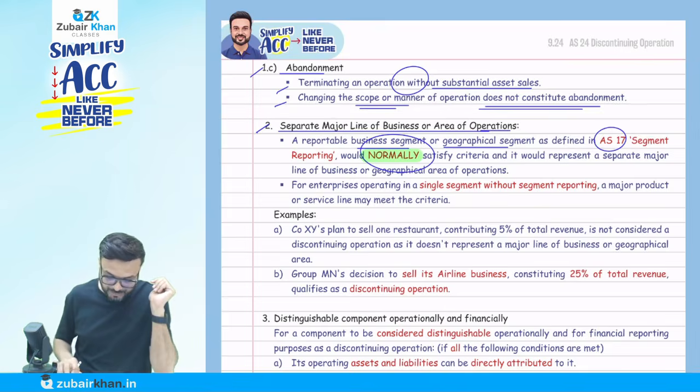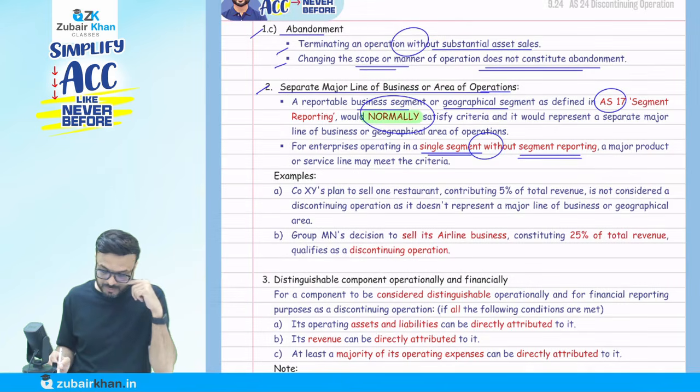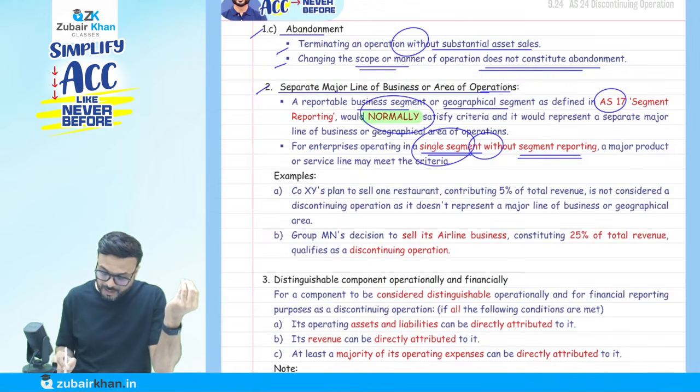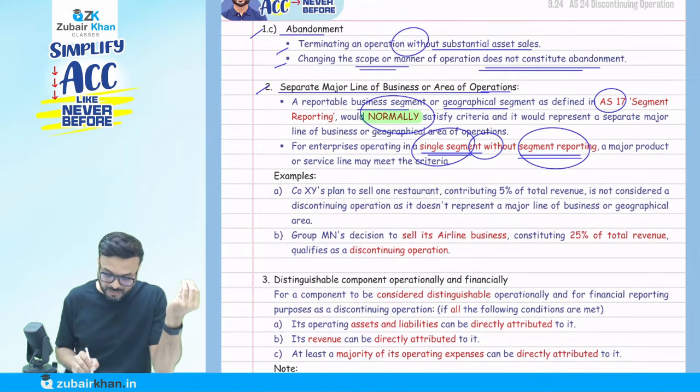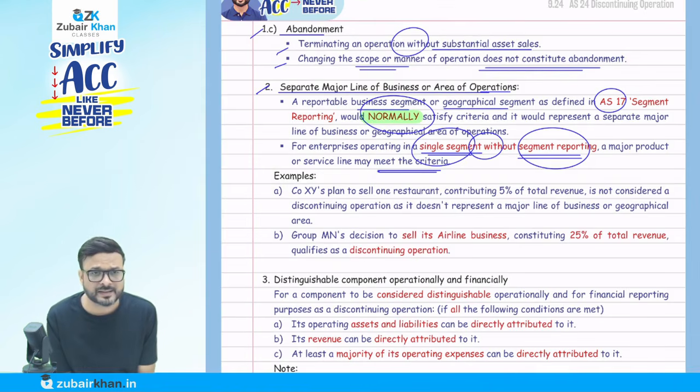Okay. So they say that, for an enterprise operating in a separate major line without a segment reporting, for an enterprise operating a single segment without a segment reporting, a major product or service line may meet the criteria. What they are saying is that for an enterprise operating a single segment without segment reporting, if you want to discontinue a major product or services line, it may meet the criteria. So there is no segment reporting, but a single segment is there.